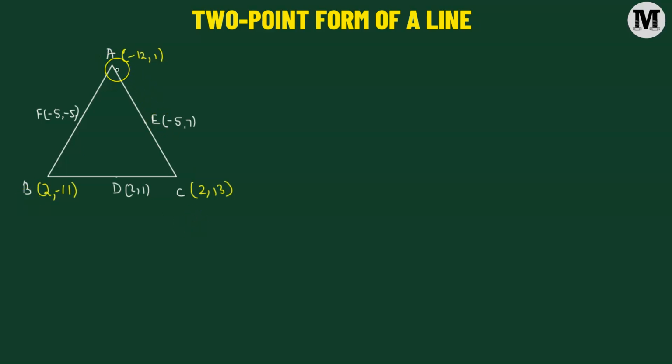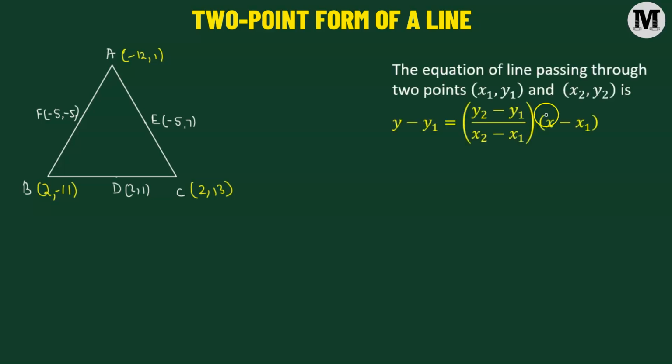Now we are ready to find out the equation of the sides of the triangle. For this, we'll be using the two-point form of a line. So let's quickly recap what's the two-point form of a line. If a line passes through 2 points having the coordinates x1, y1 and x2, y2, then the equation of the line is going to be given by y minus y1 equals the difference of the y coordinates divided by the difference of the x coordinates, whole multiplied by x minus x1.